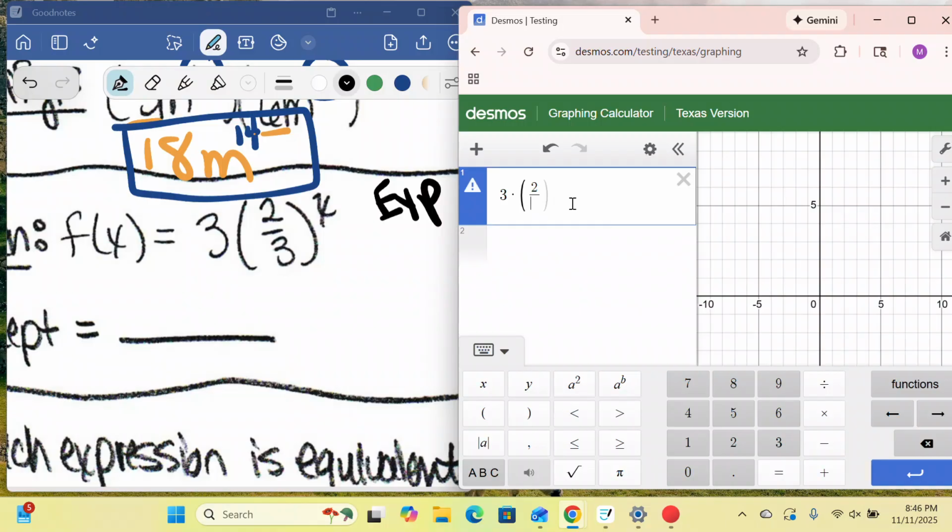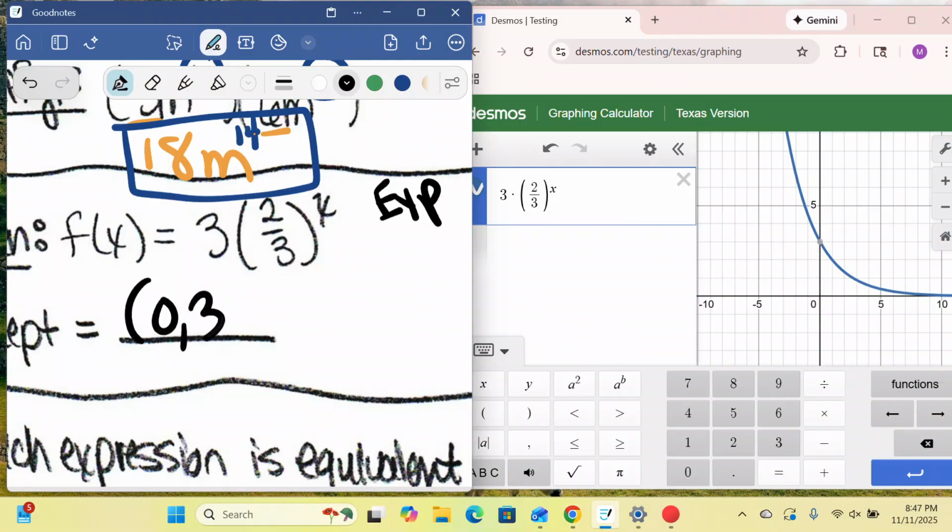Okay, so I'm going to do 3 right here, and then I'm going to put my parentheses, and then quantity x. So I'm going to push this button, a raised to the b. It's going to raise it. I'm going to put the x, and there it is. My y-intercept is 0, 3. So that is my answer. That's all I was asking. It is exponential, and if they wanted you to graph it, it would be something like that.